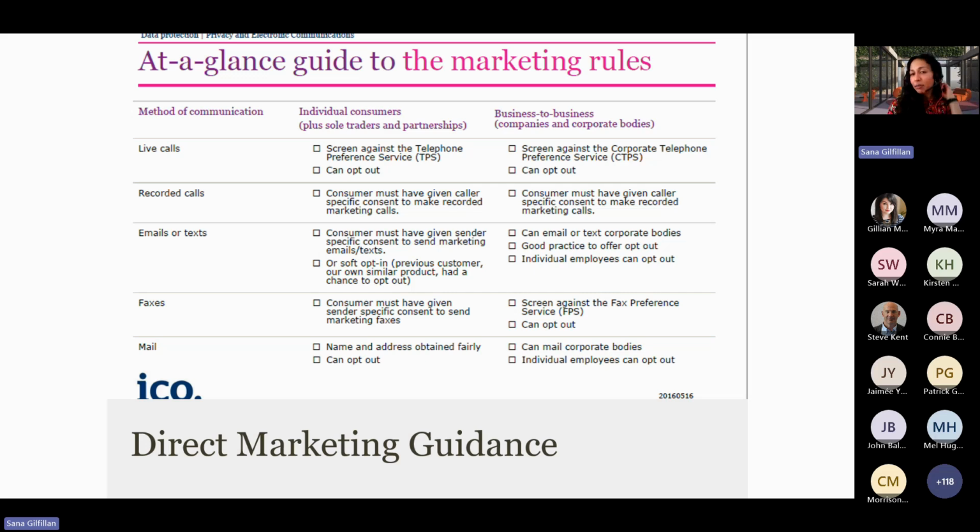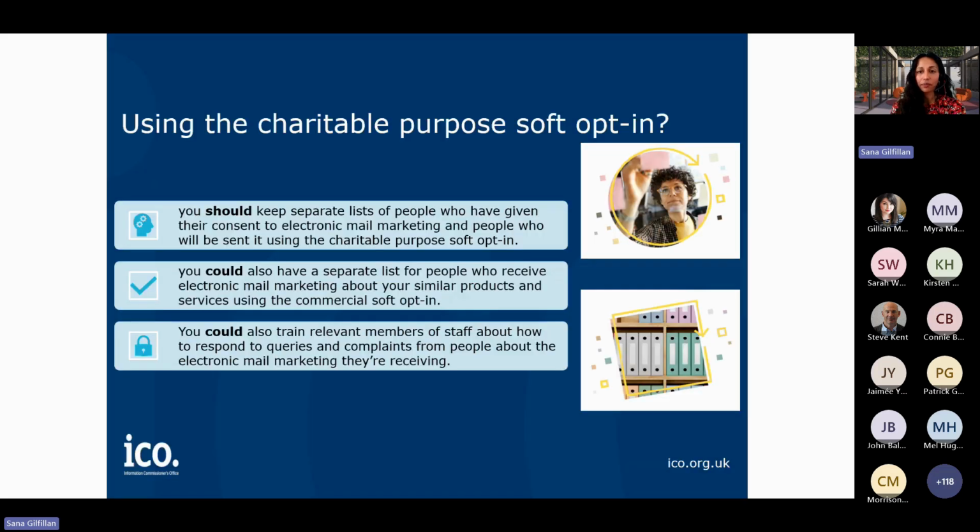But we have a direct marketing advice generator as well on our website, which is a great tool to help you determine whether what you're doing is direct marketing, and then what requirements you need to fulfill to make it legal. And that tool as well, hopefully, will be live this spring, so hopefully in the next month or so, and that will hopefully make it easier to apply this as well.